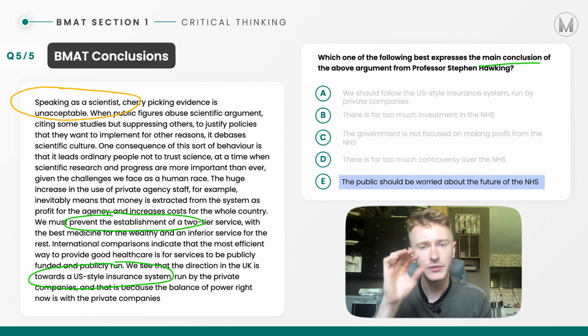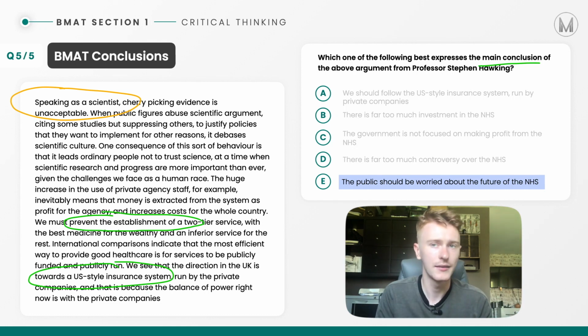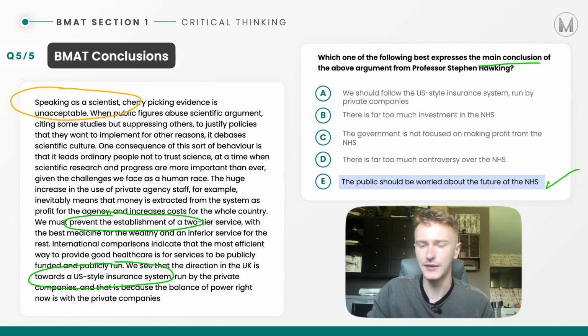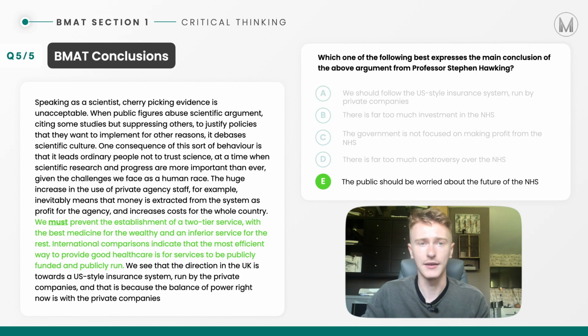So all in all, he seems to say that we're heading towards an insurance-style system. We shouldn't be doing that. And he's talking to the public. That all fits together with answer option E. So let's give that a little tick. And indeed, that is the correct answer.